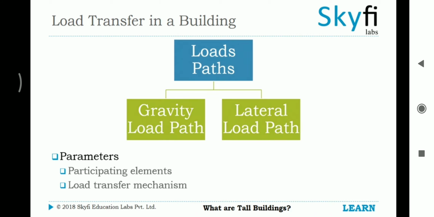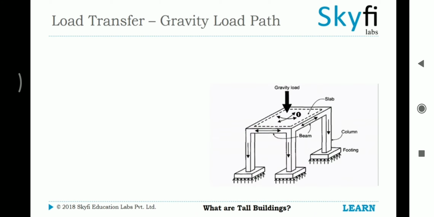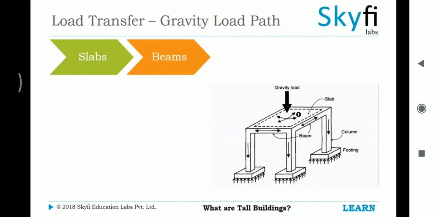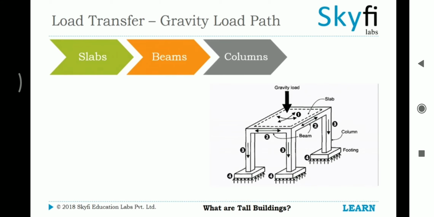So, load paths have a combination of vertical and horizontal load-bearing members. Now, the gravity load path is for the transfer of loads acting in the direction of gravity, like dead loads and live loads due to human occupancy, snow, etc. The vertical gravity load acts on a slab, which transfers the load to the beams, which in turn transfer the load to the columns, and then down to the foundations.